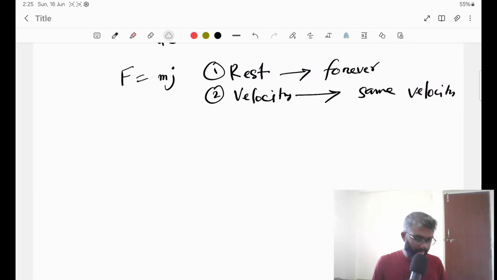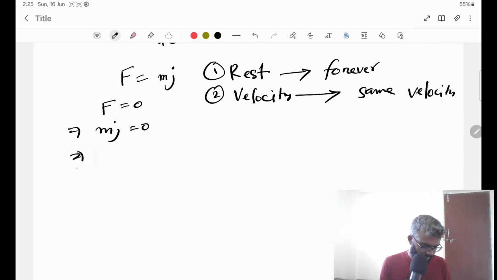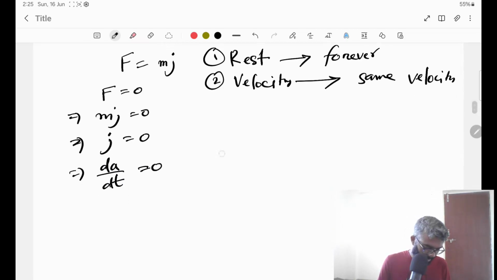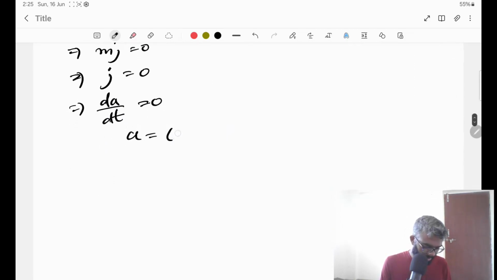Okay, so we can actually derive Newton's first law for this jerk mechanics world. This means there is no external force. In the absence of any external force, our equation becomes F equal to 0, so mj is equal to 0. Because mass is not 0, that means j is equal to 0. That means the rate of change of acceleration is 0, or acceleration is constant.